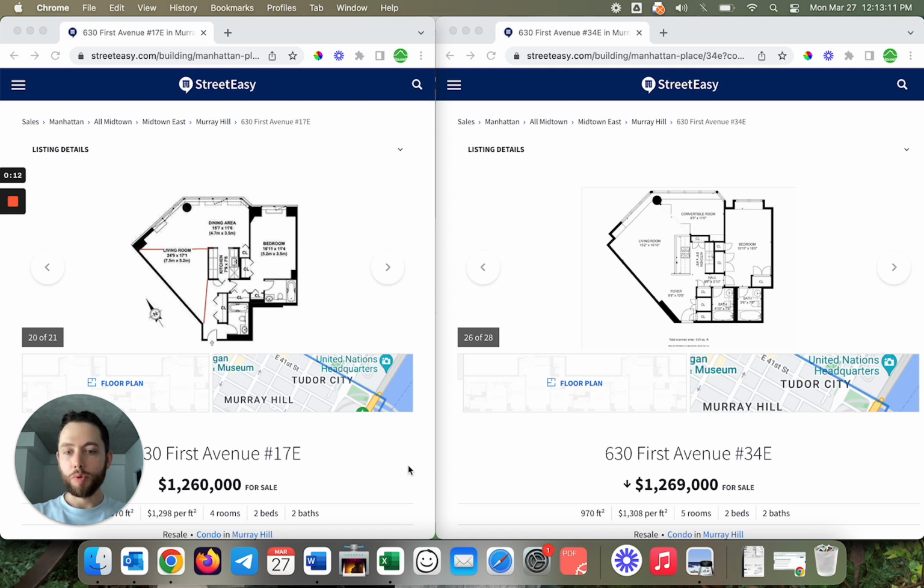We're going to use an example of a building in Murray Hill, Manhattan to do this, but first, just a quick overview of our platform here at HouseIt.